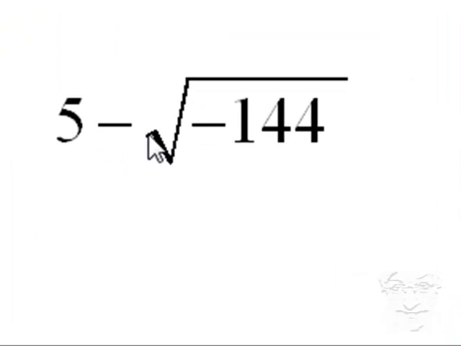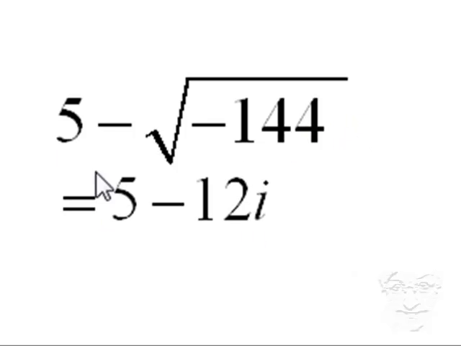Okay, 5 minus the square root of negative 144. 144 is 12 to the second power. So this becomes 5 minus 12i.